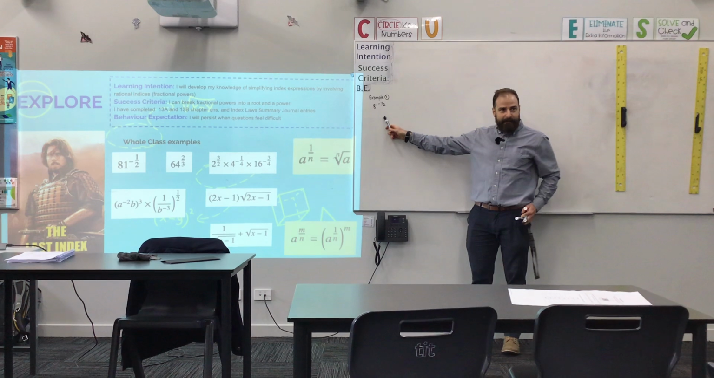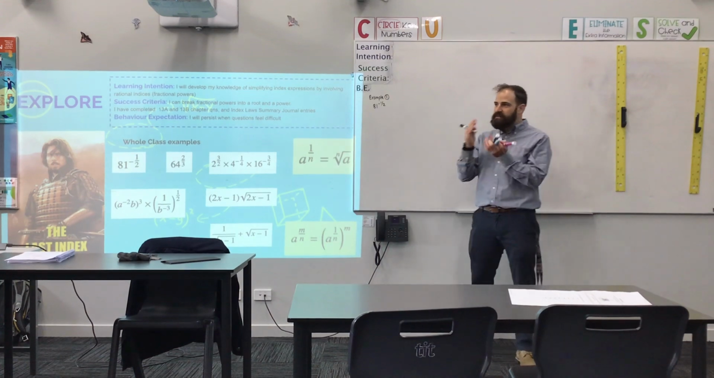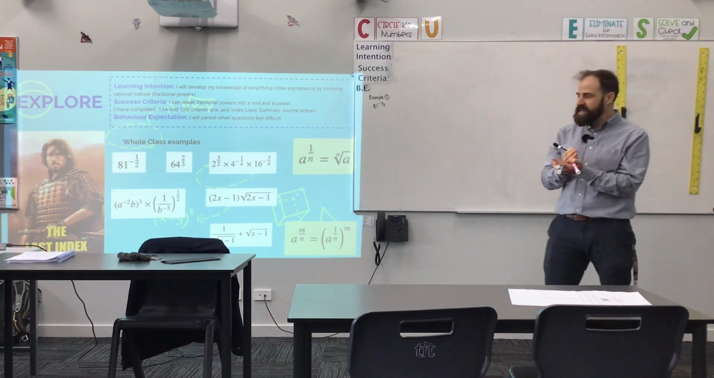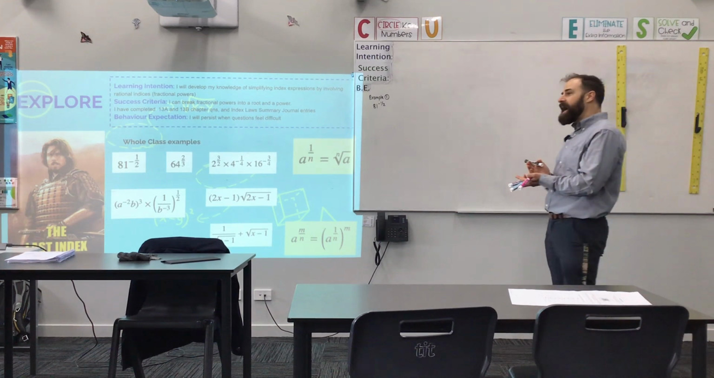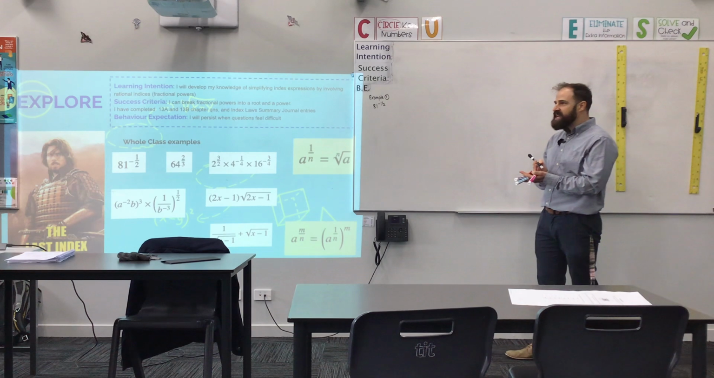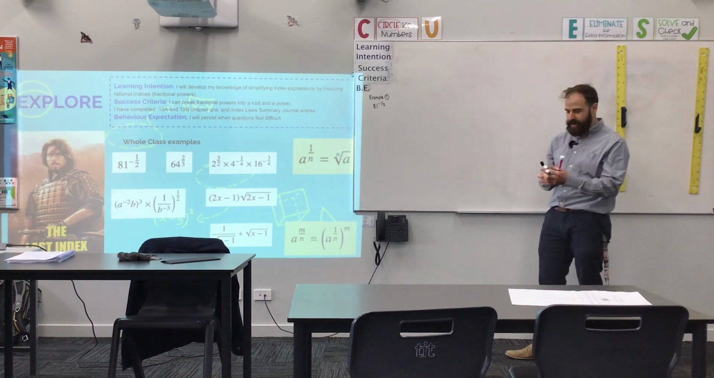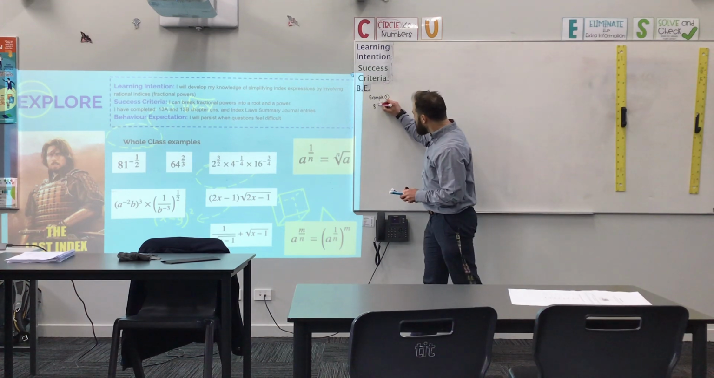So my first example, I have 81 to the power of -1/2. So I've got two things going on with the power here. The first part that's happening is it's a negative, and the second part is it's a fractional power. So I'm going to deal with each one of those things one at a time. The first one I'm going to manage is this negative sign.